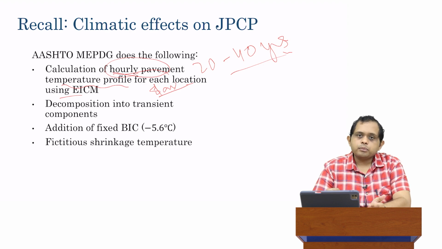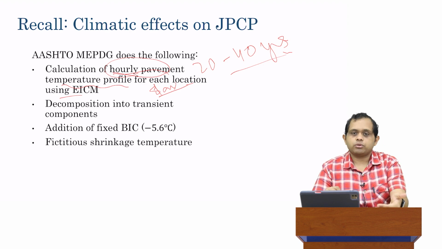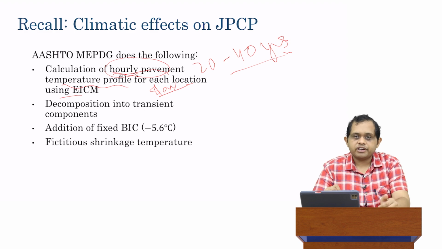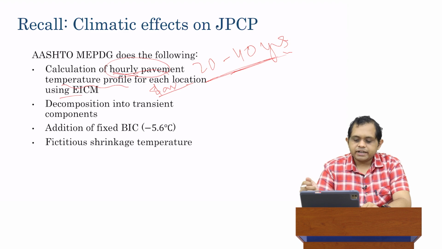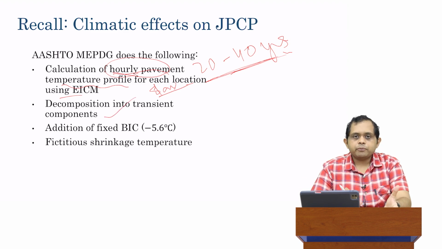And a lot of simplification has been done in subsequent models. We talked about simplified variations of the MEPDG. A lot of the simplifications done in subsequent models try to find easier ways to do this characterization without having to analyze hourly data for 20 to 40 years. One of those simplified ways is actually used in IRC 58, and we'll talk about it a little bit later in today's lecture.